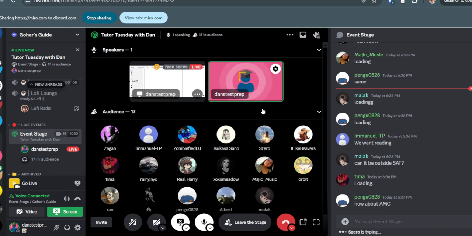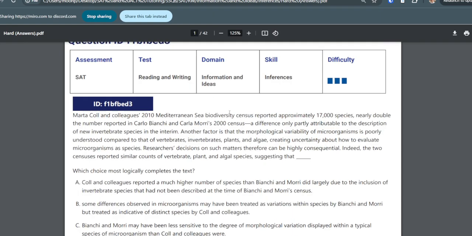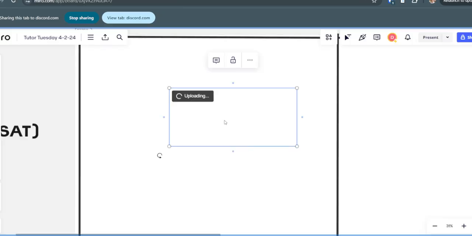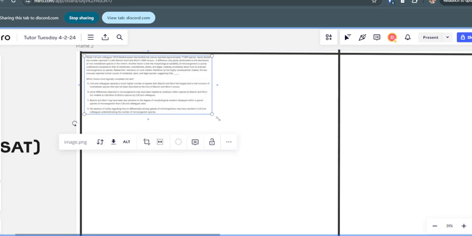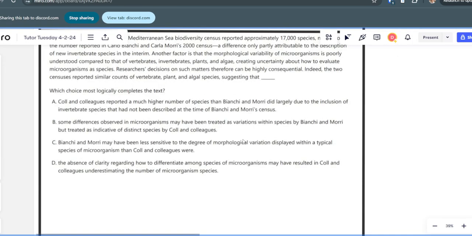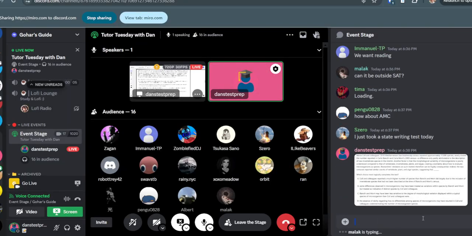Let's do some inference questions. Now, the reading on the digital SAT has been made a lot easier to manage. You only have one small passage per question, but still, they didn't make the difficulty that different. But let me paste in this reading question for you.